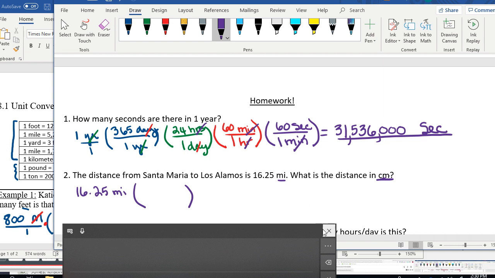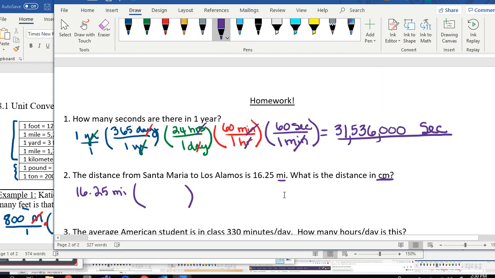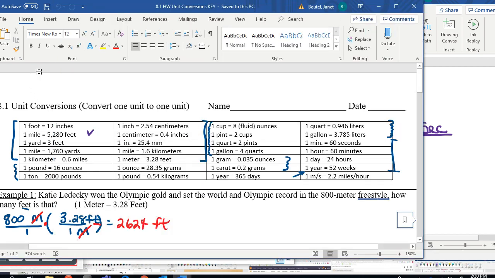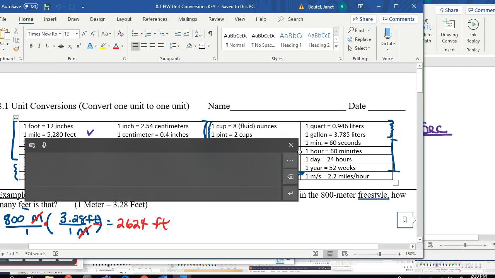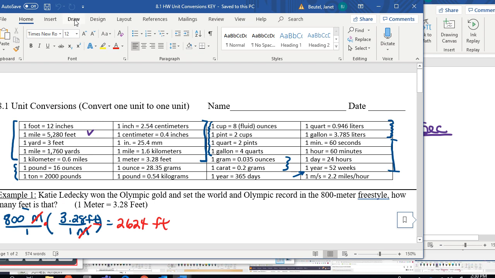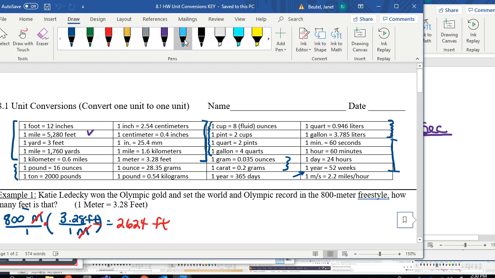Why don't I go from miles? Let's write this down. Let's go from miles to feet to inches to centimeters. Okay, I looked at this. I'll tell you what I saw over here that made me think this way. I'm going to get this out of the way. Let me go to draw and get my highlighter.